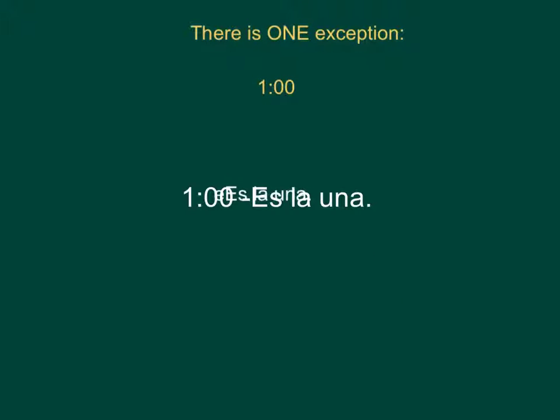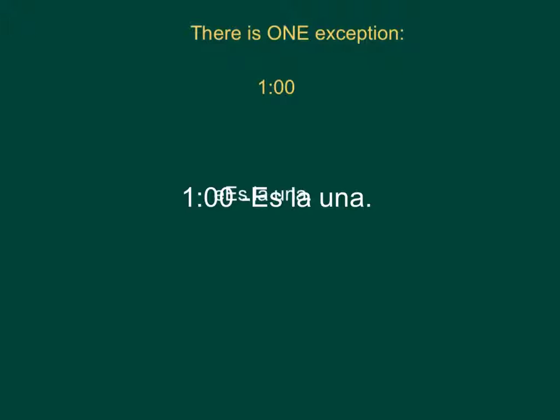Okay, there is one exception that you have to remember, and that's 1 o'clock. If you think about it, the numbers 2 through 12 are all plural. So we use the plural word for is, son, which actually means are. But 1 is singular. So we use the singular form of the verb ser. We use es. So 1 o'clock is es la una.